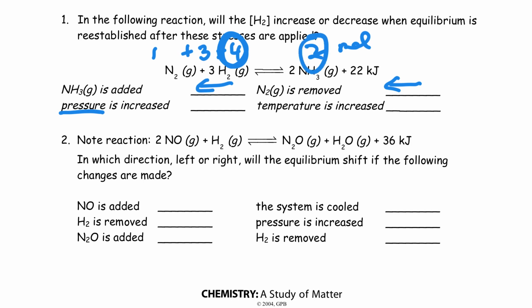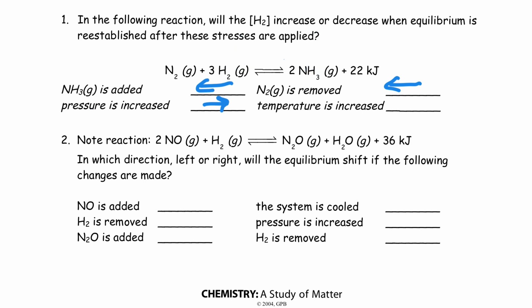So if we increase the pressure, if the pressure goes up, it's going to go away from what we add. So if we increase the pressure, it's going to go away from the side that has more moles. So in this case, it's going to shift to the right.